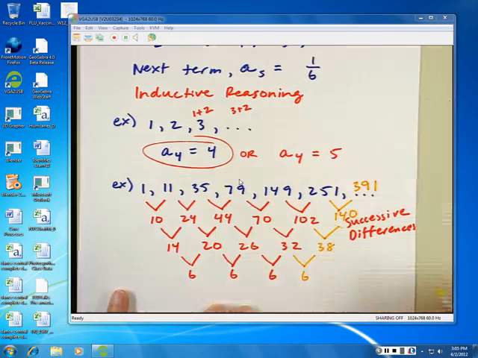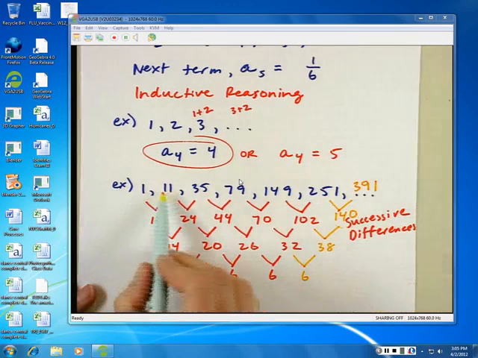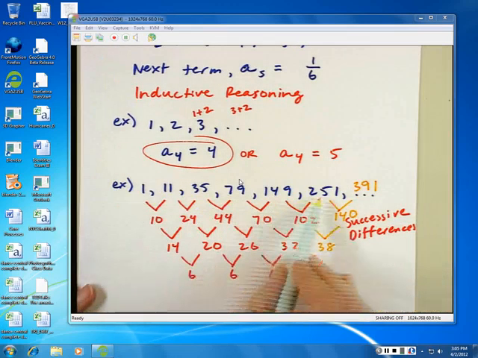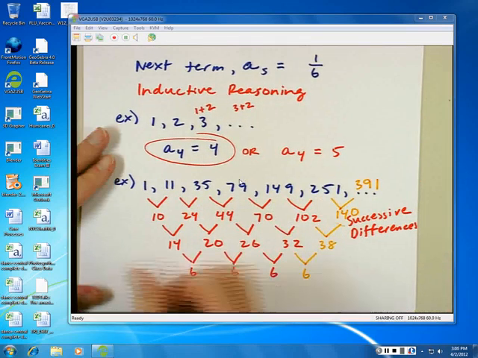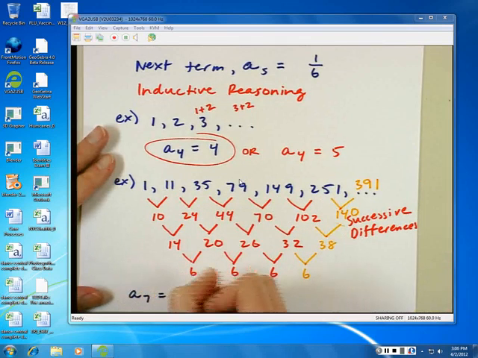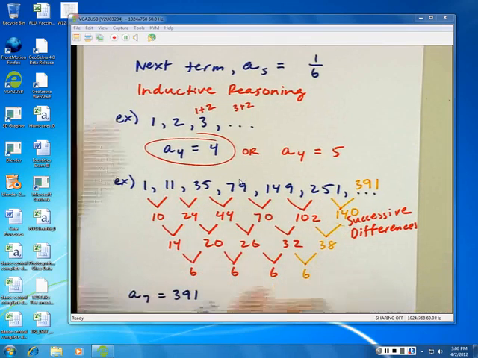Let's label that. This is first, second, third, fourth, fifth, sixth, seventh term. So we just found the next term, which is the seventh term. So a sub 7 is 391. Again, this is another form of inductive reasoning because we're using differences. Even though it feels like we're using a formula, we're really just looking for a pattern using those differences.